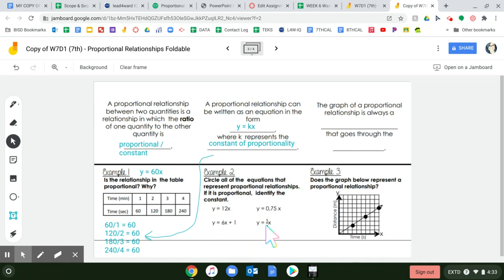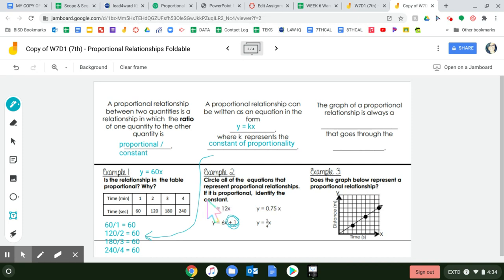What they want you to see here is which equations are proportional. The one that's not proportional, you're going to see right here, because it is in the form y equals kx, but then it's adding something out here. A proportional relationship is not going to have anything after that x. So notice all of these are proportional because they won't have a number added or subtracted.